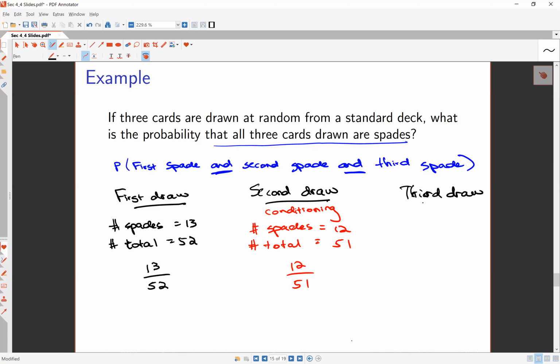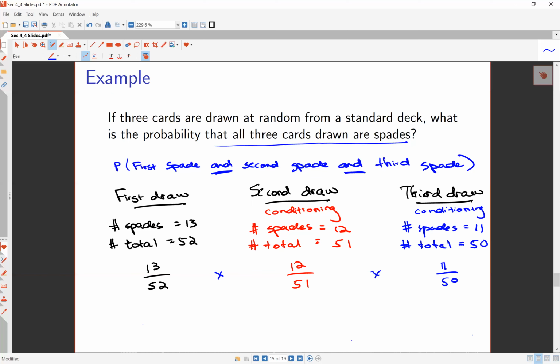And again, I have to carry this conditioning forward. I have to carry all of it forward now. How many spades have I drawn already? 2. So how many spades are left in the deck? 11. And how many cards total are left in the deck? 50. So this third draw has a probability of 11 over 50.